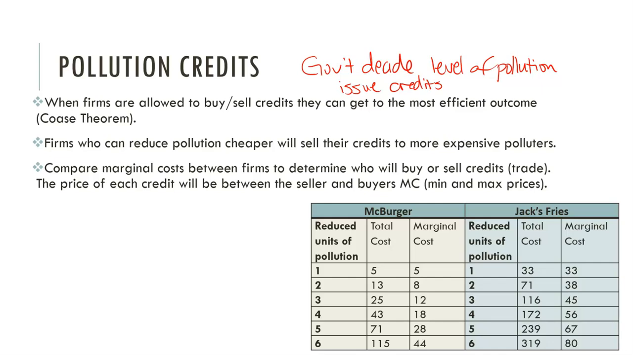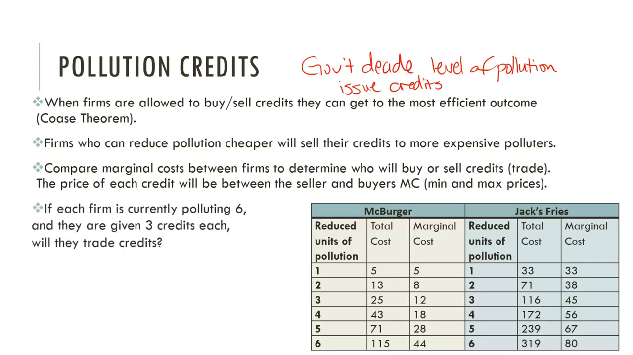So here we've got two firms. We have McBurger and Jack's Fries. And currently they are each polluting 6. The government says we need to cut pollution in half, and each firm is given 3 pollution credits. Okay, so I'm going to draw a line here on my table under 3. That means they have to reduce pollution by 3, but they can keep polluting the other 3. Now, when they're looking at their cost of pollution, they can reduce 1, 2, 3, 4, 5, or 6. And I drew the line under 3 because they're not going to reduce more than they have to. It's going to cost more money and it's going to hurt profits.